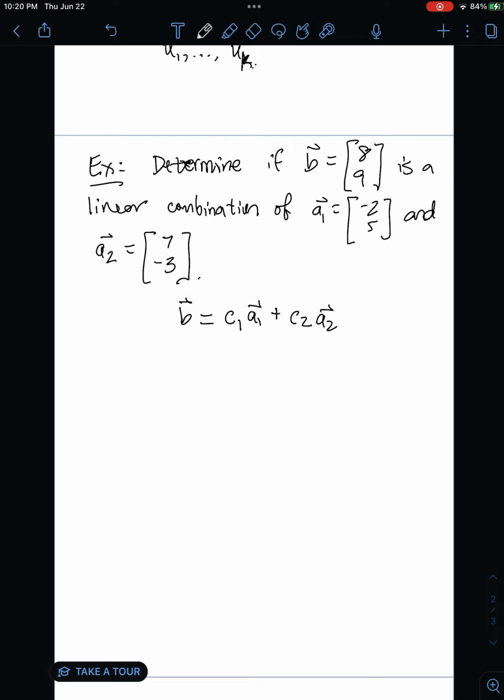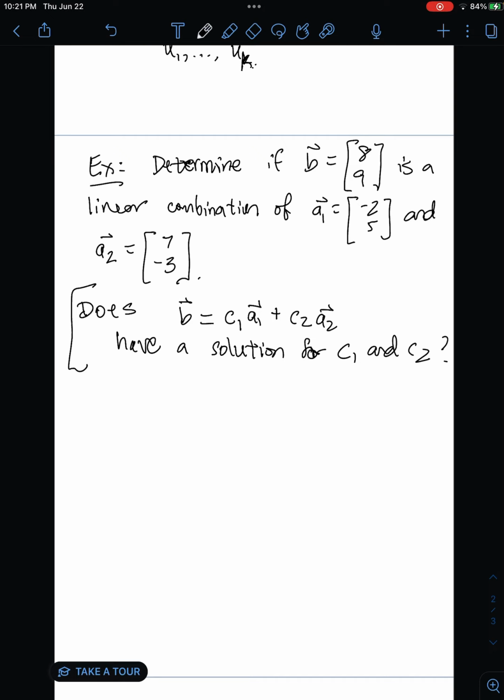So in other words, does this equation have a solution for C1 and C2? That's what this question is asking, right? So we just rephrase this question without using the word linear combination. In general, that's a good strategy because there's a lot of jargon and vocabulary in linear algebra. A lot of times the hard part is just trying to figure out what the question's even asking, right?